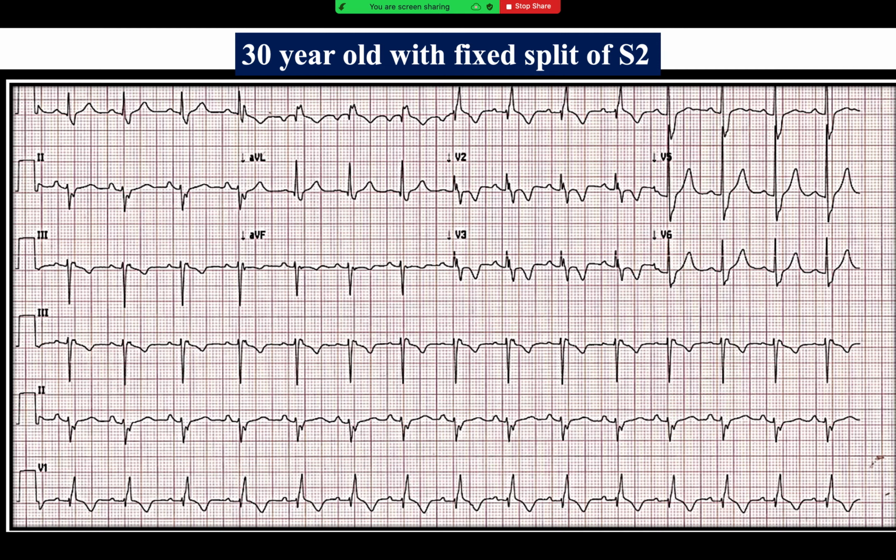You can call it like a trifascicular block because there is a right bundle branch block with left axis deviation, and PR is also slightly prolonged actually. And there is right ventricular hypertrophy as well. And you do notice there's an R-dash pattern in the V1. So what does it point out to? ASD, but ostium primum.